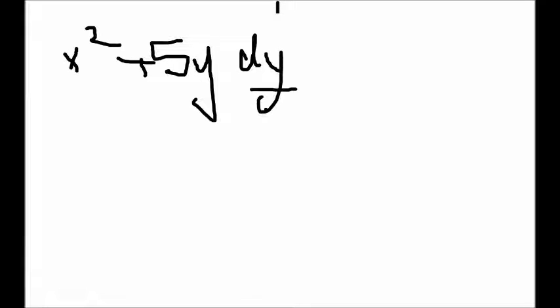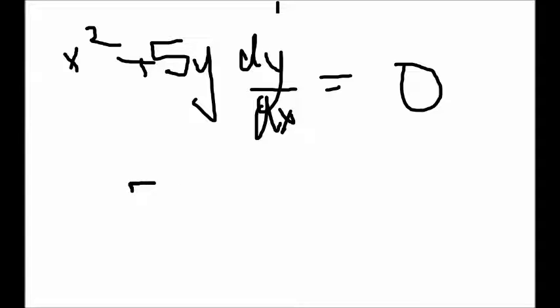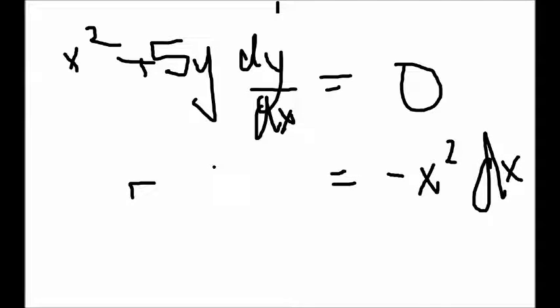Number 1, we have x squared plus 5y dy dx equals 0. So this is in the form that we just saw. This is M of x, this is N of y, and this is dy over dx equals 0. So what we do is we get all the x variables on the right and all the y variables on the left, including dy, and then dx would be on the right. So get everything other than y on the right side, so what you would have is negative x squared dx divided by 5, and then y dy.